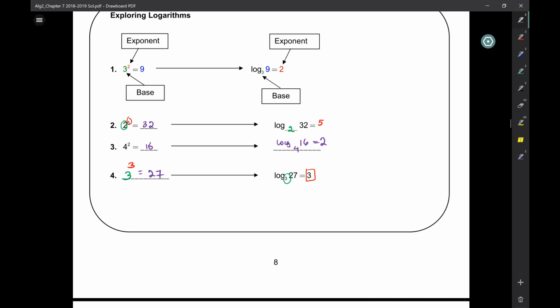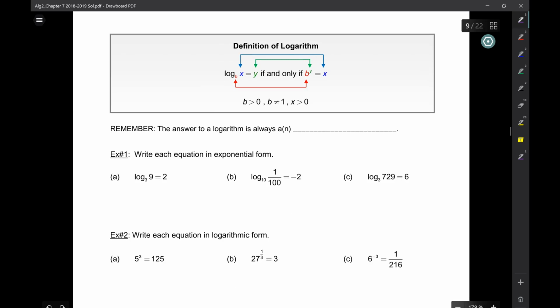All right. So here's another way of writing the same thing. Base, exponent is the answer to the log, and that is x. That's the value that goes there. So one more time, the answer to a logarithm is always a what? Exponent. Yay.